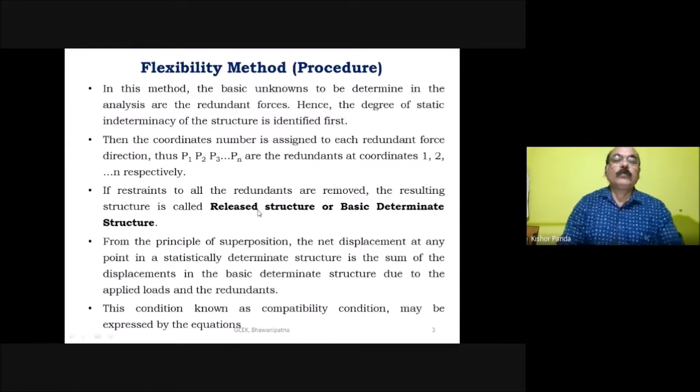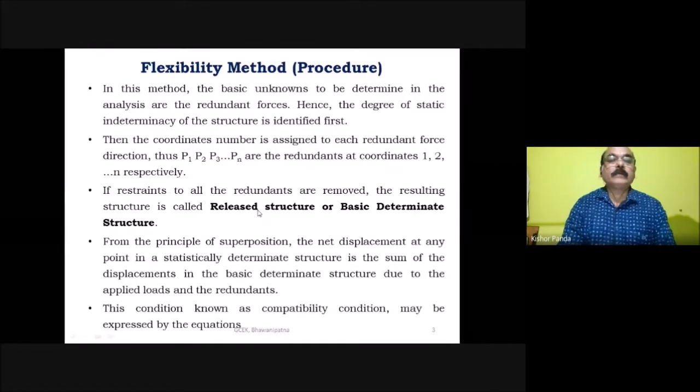So first you have to find out the degree of static indeterminacy. Then you have to choose the redundant forces and assign them along the coordinates. Then after removing the restraints of all redundants, the resulting structure is the release structure or basic determinate structure.